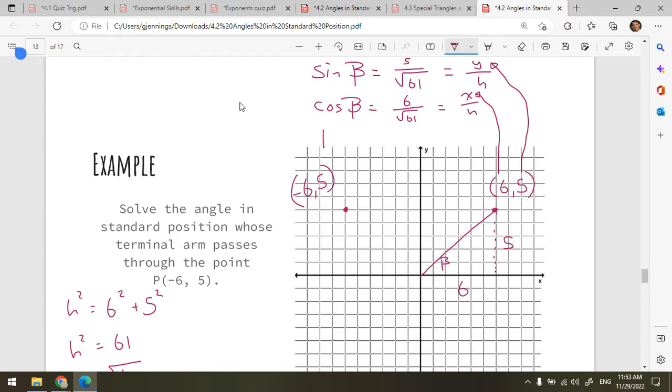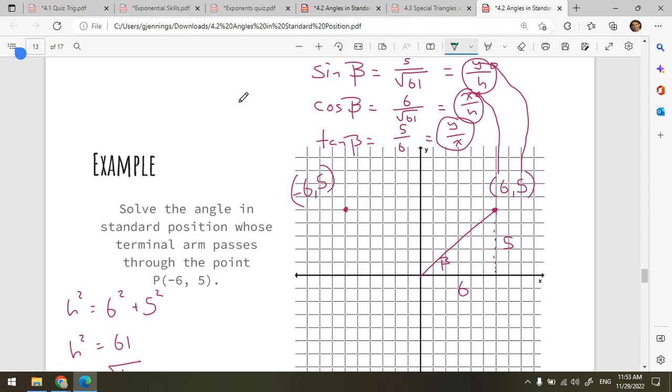And then what if we were looking at tan beta? Well, tan beta would be opposite over adjacent. That's 5 over 6. And that's the y coordinate over the x coordinate. These are the things that we're going to expand as we look on the other side.